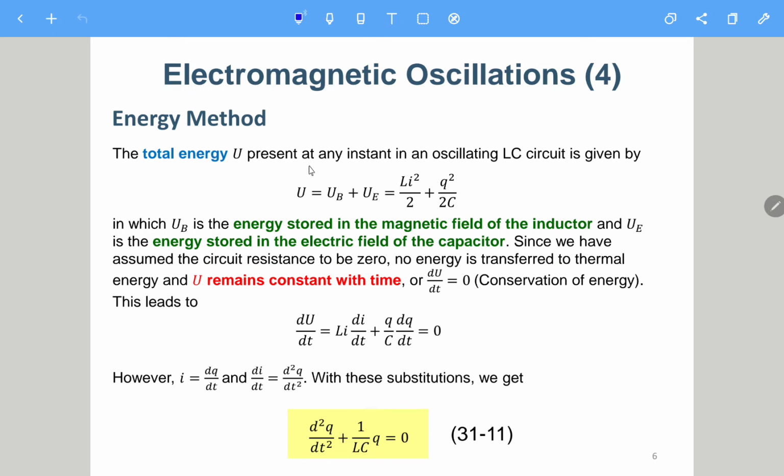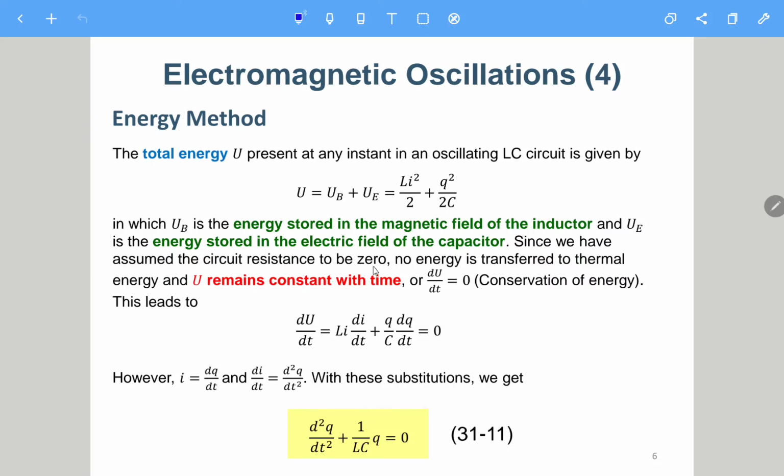So it says the total energy in the system is defined as U, and for the LC oscillator it of course includes UB and UE, the energy stored in the B field and the energy stored in the E field. So UB is half L i squared, and UE is Q squared over 2C, as mentioned, or half C V squared. But in the textbook, it just uses Q squared.